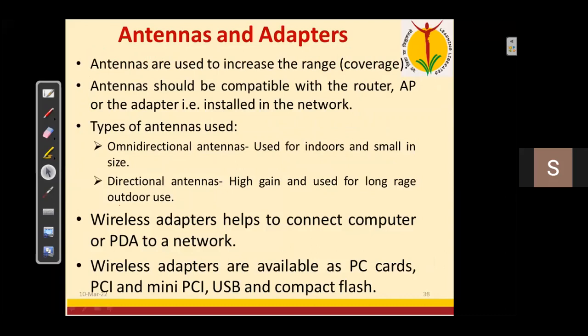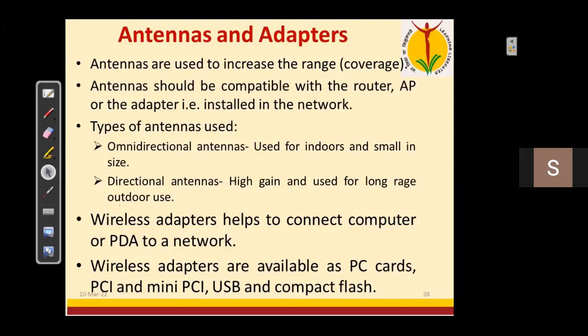Okay, so antennas and adapters are very important as far as Wi-Fi communications are concerned. There are two types of antennas: one is omnidirectional and the other is directional. For indoor communication, where there is line of sight, we use omnidirectional antennas, and wherever it is outdoor, where there is non-line of sight, or for long distance communication, we use directional antennas. And definitely if the strength of the signal is low, maybe we have to install repeaters in between the transmitter and receiver to increase the gain of the signal.